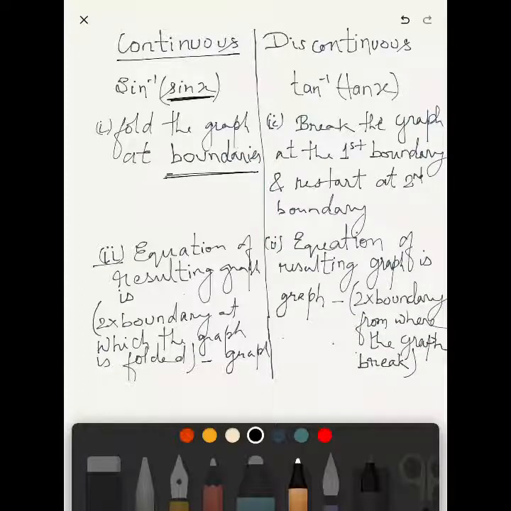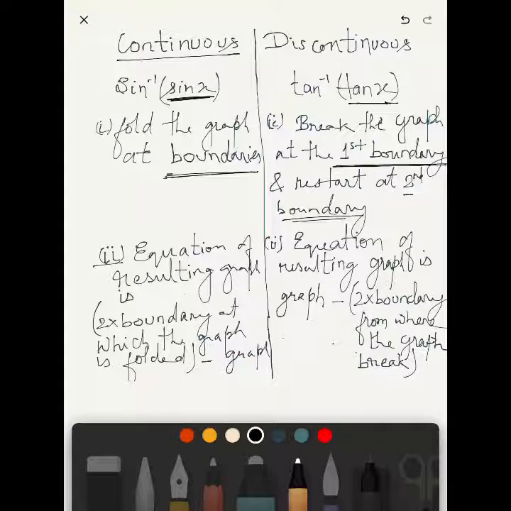But in case the inner function is discontinuous, then what will you do? We will break the graph of first impression. Remember, when we draw the graph of first impression, we will break that graph at the first boundary and restart drawing the graph at the second boundary. Got it? Now look at the second point.